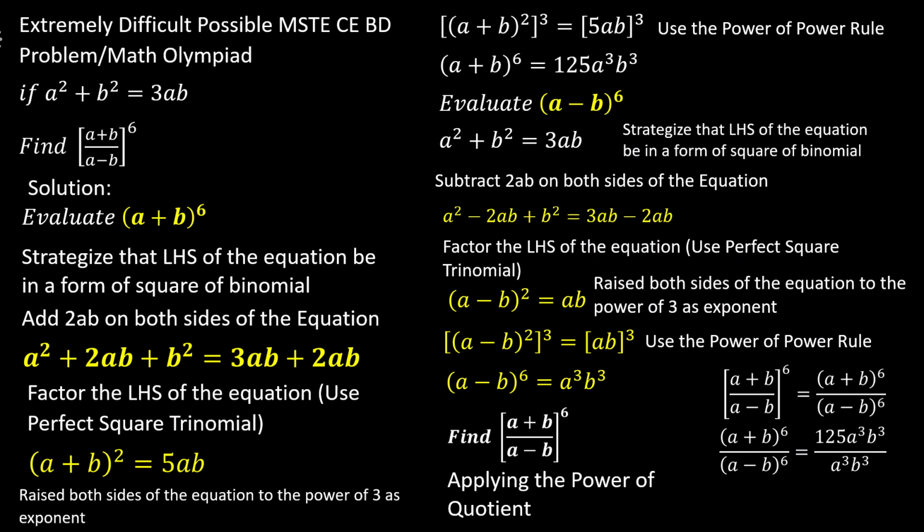Simplifying this expression, our final answer to the question, the sixth power of the quotient of a plus b over a minus b, equals 125.